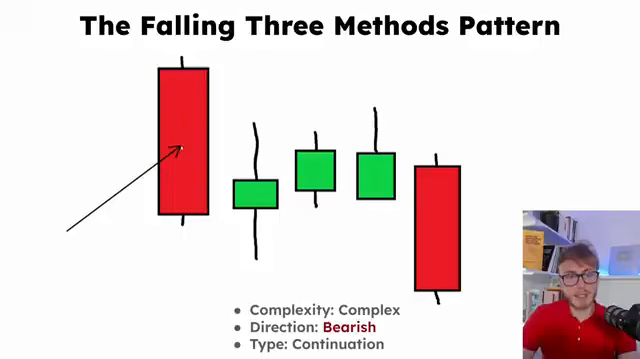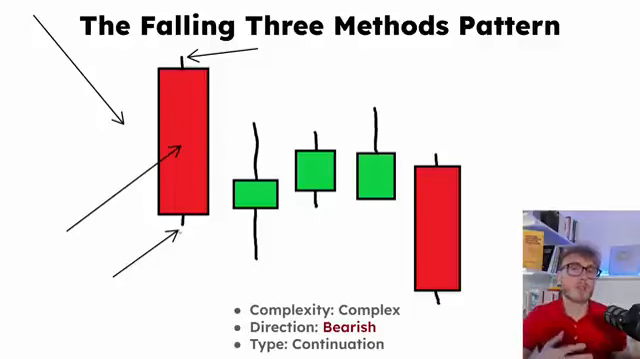The first candlestick of the pattern is a large red candle, or at least a medium length red candle. And this candle is simply the continuation of the previous downtrend. It's okay to have an upper wick and it's okay to have a lower wick, and it's not too important if these wicks are long or short.